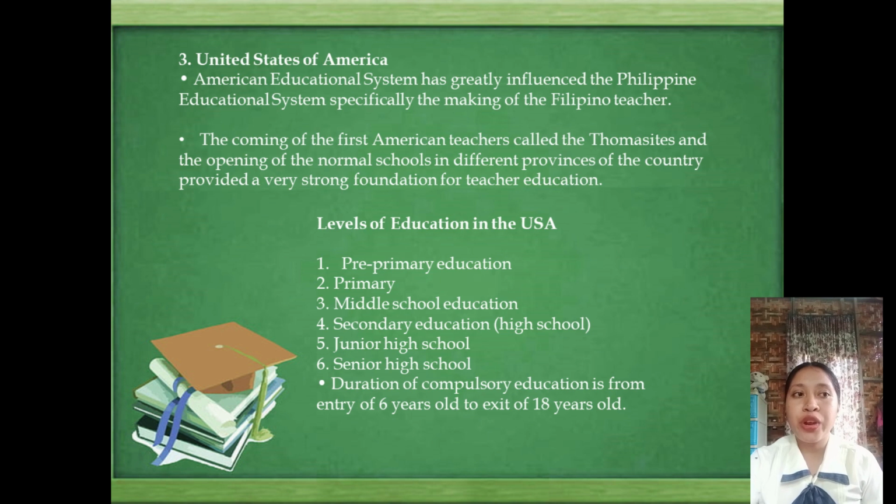First, we have the pre-primary education. It includes kindergarten, nursery school, preschool programs, and child daycare centers. It is for ages 4 to 5 years old and the duration is 2 years. The next one is the primary education, or what we call elementary education.